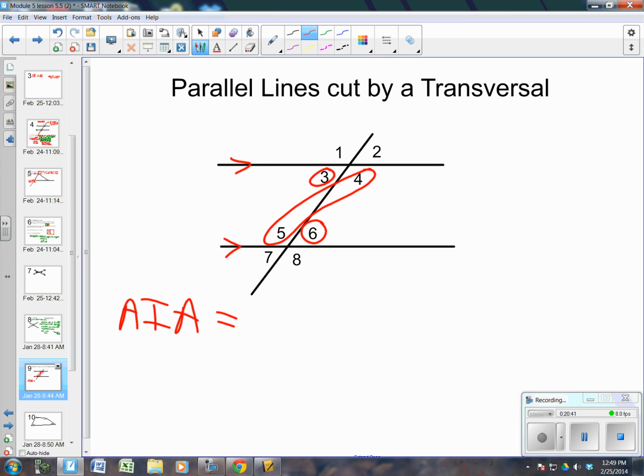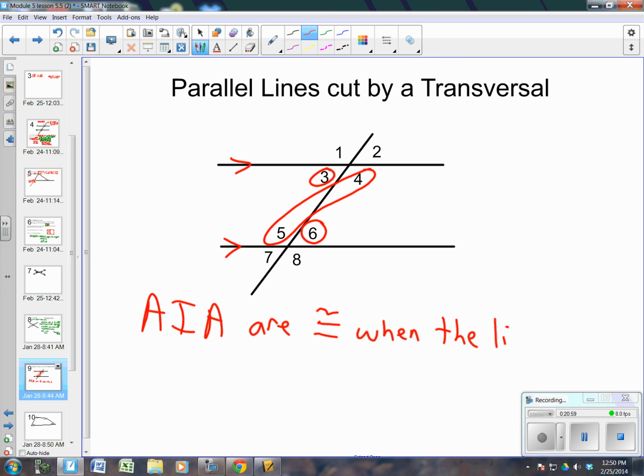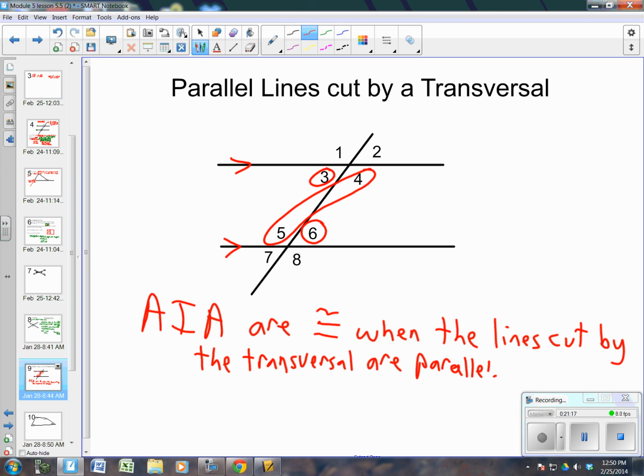So, what you need to know is alternate interior angles are congruent when the lines cut by the transversal are parallel. Okay? Write that one down in your notes. Alternate interior angles are congruent when the lines cut by the transversal are parallel.